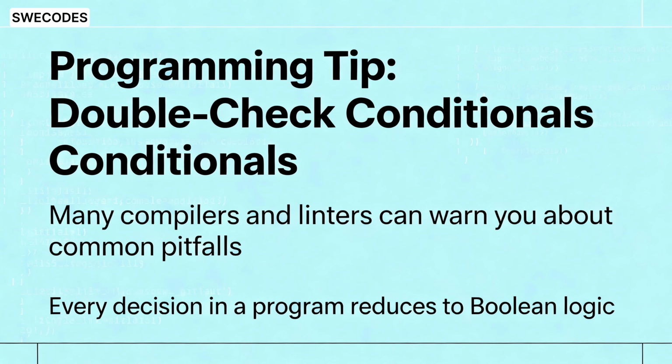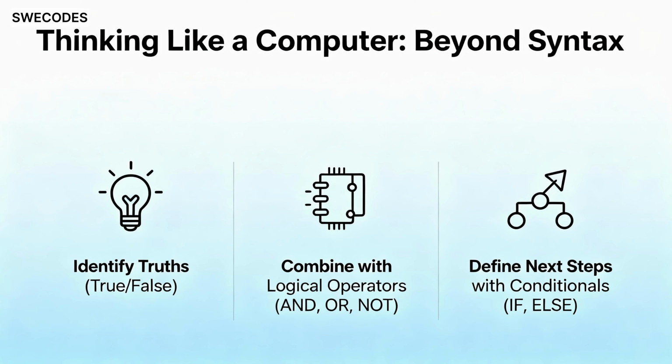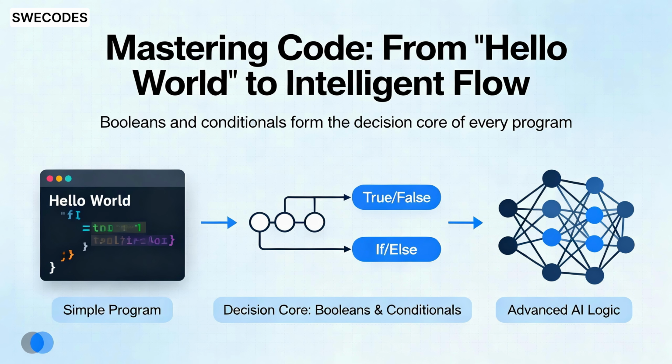Every decision in a program reduces to Boolean logic. It's not just about syntax, it's about thinking like a computer. Identify what needs to be true or false. Use logical operators to combine those truths. Use conditionals to define what happens next. Once you master that, you don't just write code, you write intelligent flow.